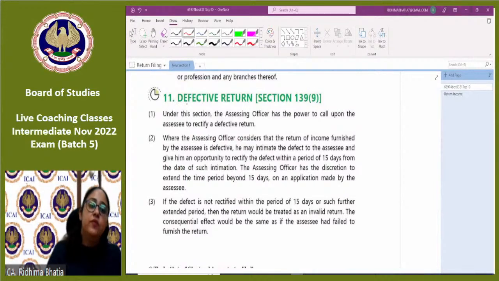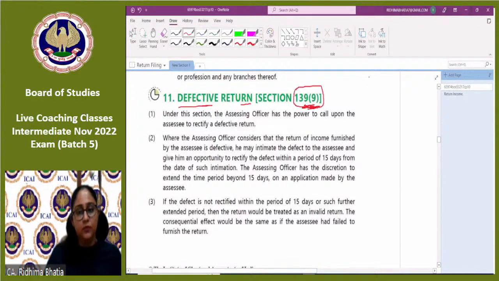Another case is the case of defective return. What is defective return? You filed your return of income, be it under section 139.1, 139.3, 139.5, 139.4. If you file the return of income, that is okay. But sometimes there can be a defect in it. Defect means suppose you had to attach the tax audit report, you did not attach the tax audit report. You mentioned the challan number wrong, or you did not mention the challan number for the tax deposited. So all of these things can happen, right?